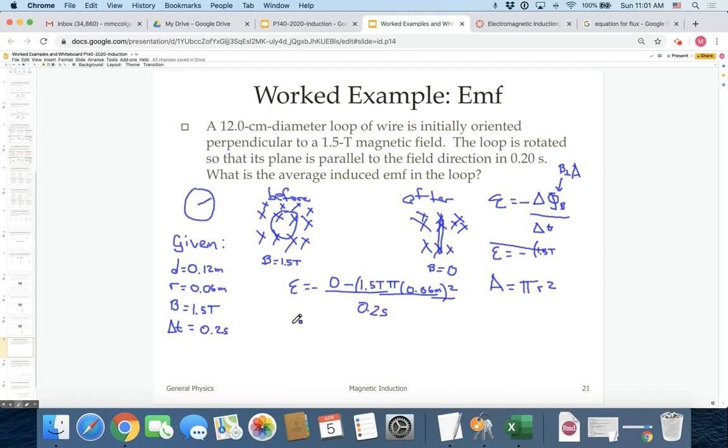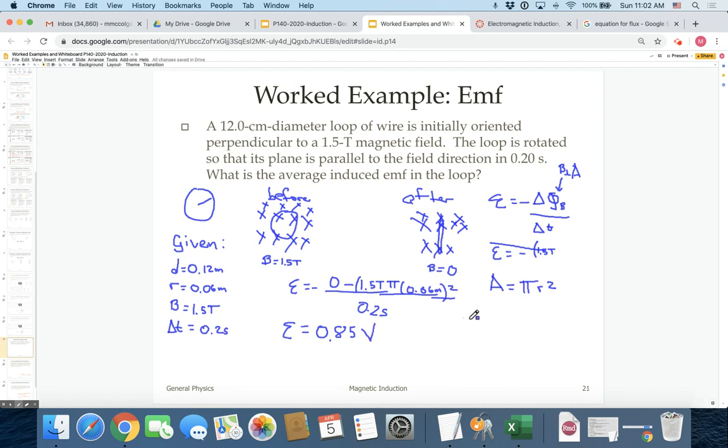And if we multiply that out, my EMF is going to be, see, I have a negative here and a negative here. So that means I'm going to have a positive, and I end up with 0.85. And this is going to give me a voltage.